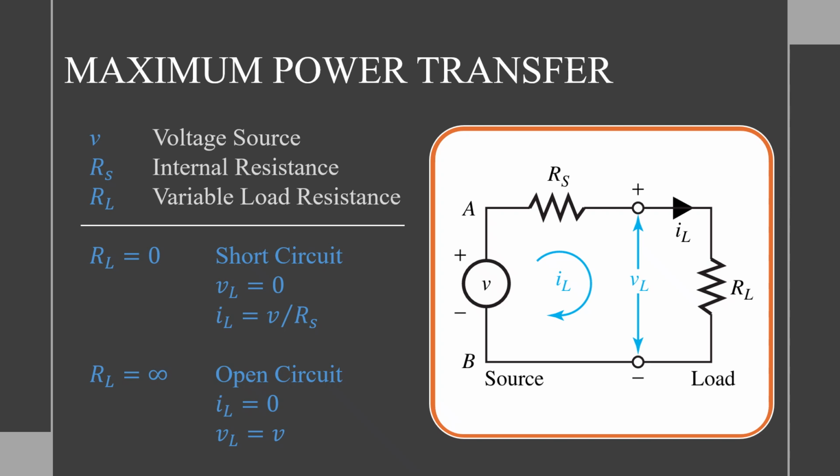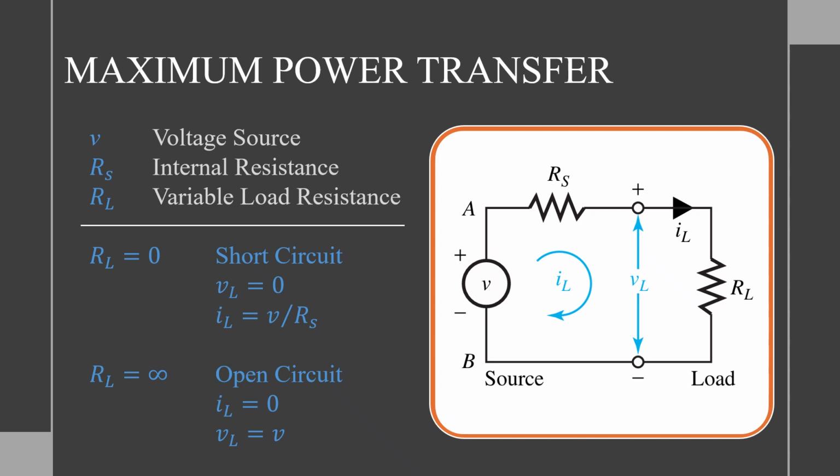In order for us to investigate the power transfer between a practical source and a load connected to it, let's take a look at this diagram. So here we have a constant voltage source with a known internal resistance, R sub S, and that's connected to a variable load resistance, R sub L.